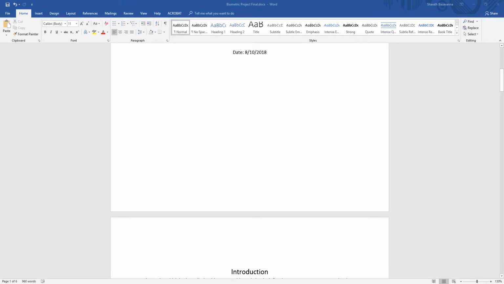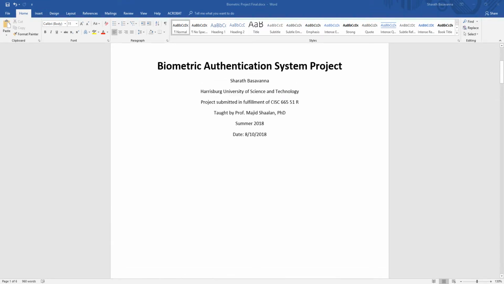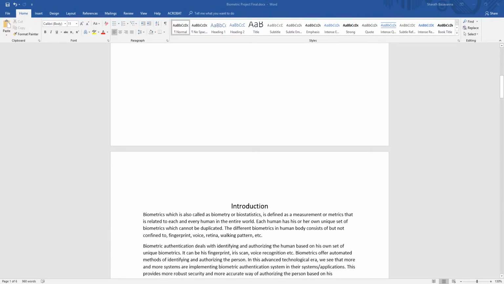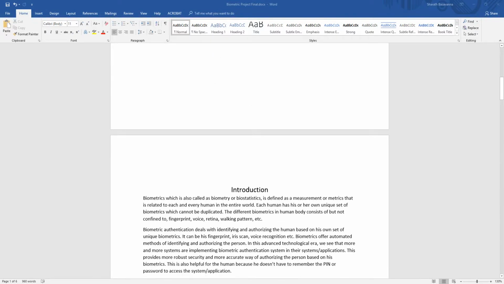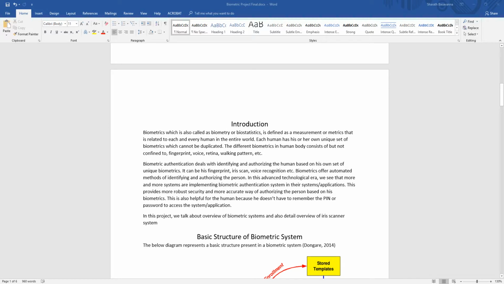In this project, what I have done is I have identified and developed an iris biometric authentication system. So, let's go ahead with the introduction. So, what is biometrics?